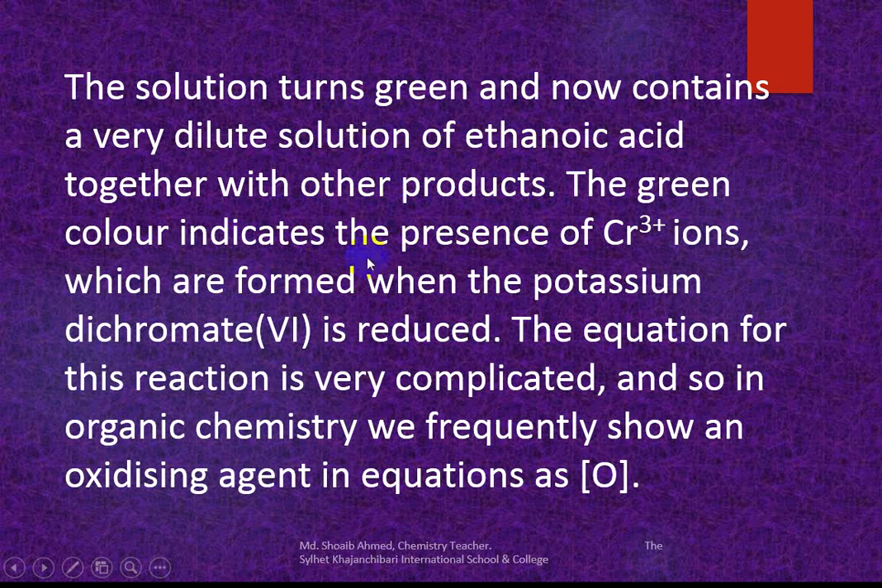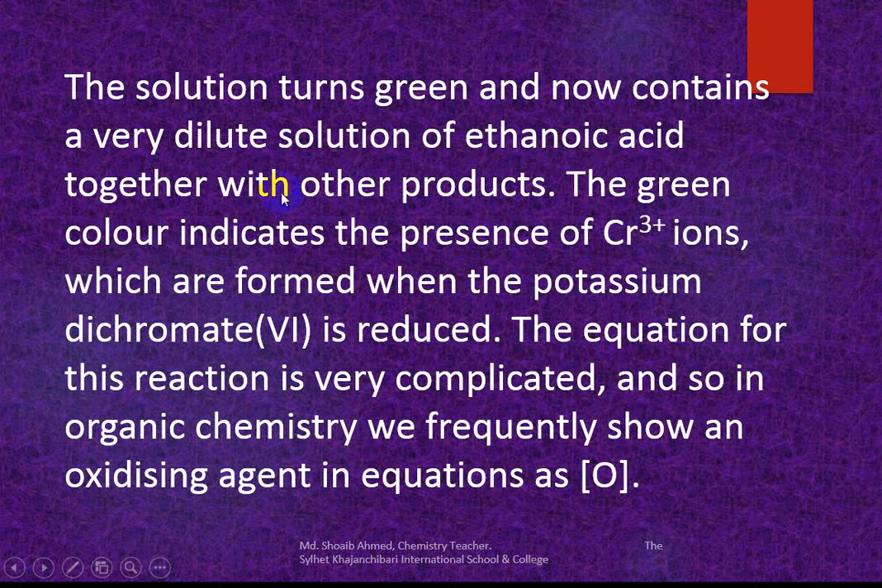The green color indicates the presence of chromium(III). At the beginning chromium was 6, now chromium becomes 3. Chromium(VI) is orange and chromium(III) is green. So before heating it was chromium(VI), now chromium(III).